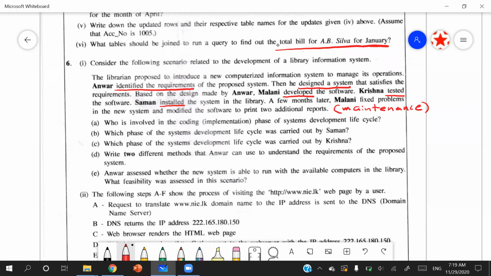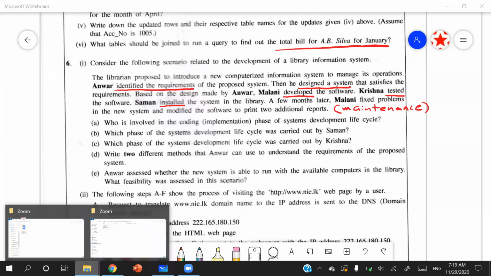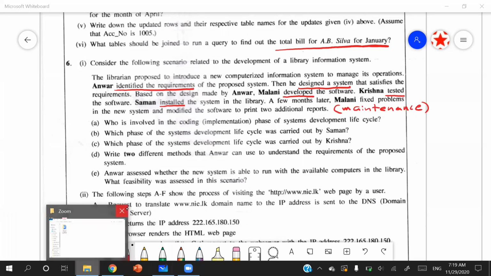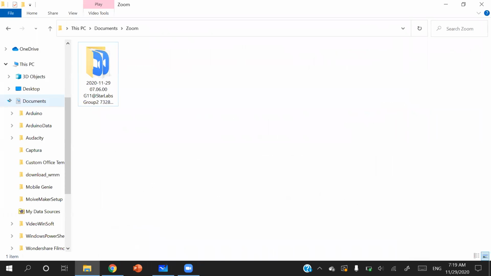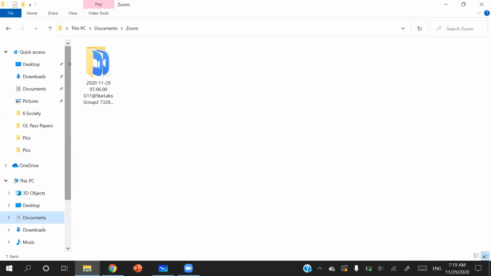And in the next part, it's asked, write 2 different methods that Anwar can use to understand the requirements of the proposed system. There are many. You can carry out questionnaires, interviews, observations, right? And read or observe sample documents, right? And yeah, those kinds of things can be there. Let's go to the marking scheme as well, right? So we will be able to see how things are going to happen.